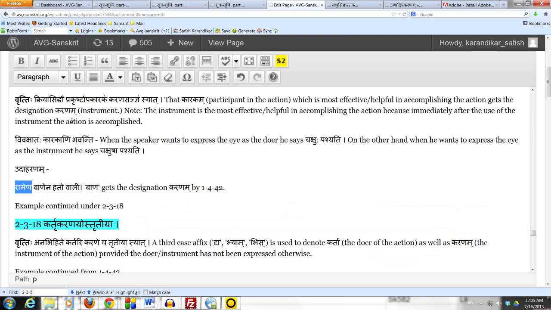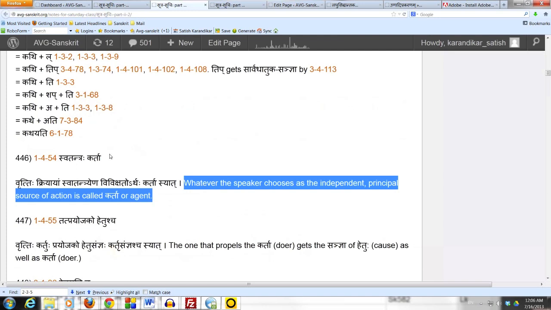So that is another test of which karakam gets the Kartru-sanya. He has to be the independent and principal source of the action, of course as expressed by the speaker. Okay, now coming back to 2318, Kartru Karanayos Tritiya, and coming back to our example, Ramena Banena Hato Vali. We already saw how Bana gets the designation Karanam by 1442 and Rama gets the Kartru-sanya by 1454.